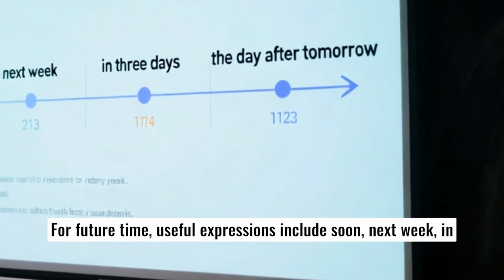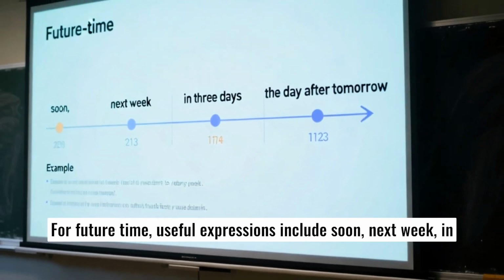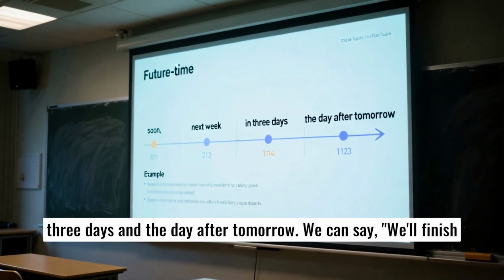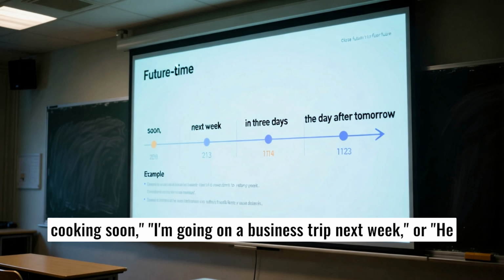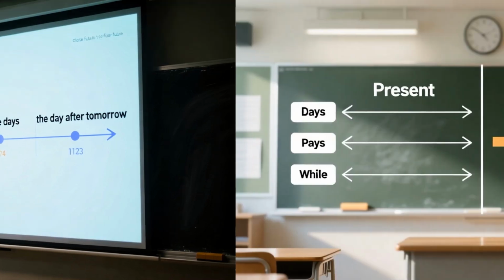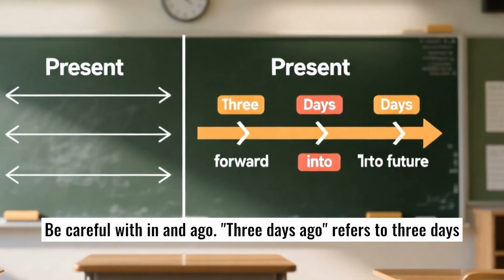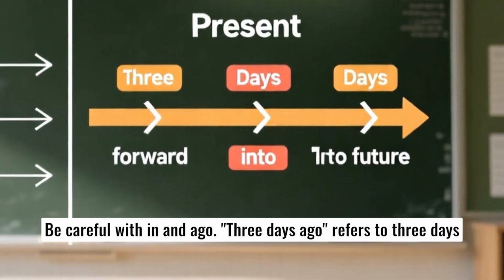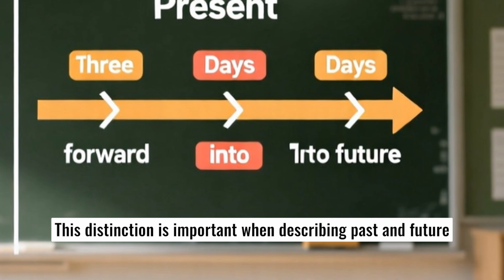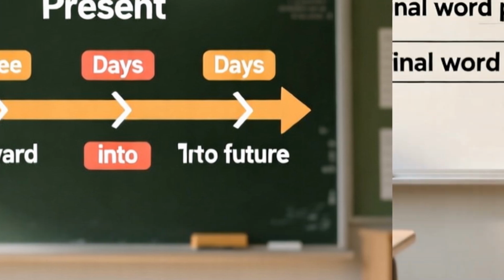For future time, useful expressions include soon, next week, in 3 days, and the day after tomorrow. We can say, we'll finish cooking soon, I'm going on a business trip next week, or he arrives in 3 days. Be careful with in and ago. 3 days ago refers to 3 days before now, whereas in 3 days means 3 days from now. This distinction is important when describing past and future events.